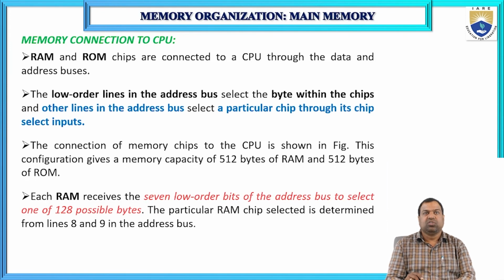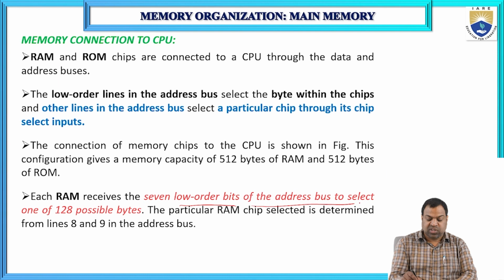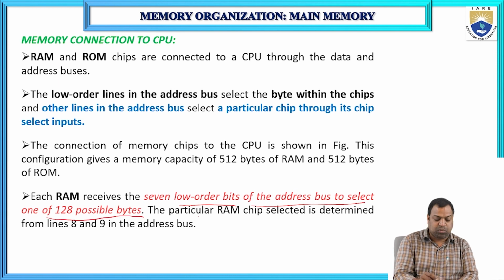And memory connection to CPU, RAM and ROM: how we are connecting to the main memory. The lower order lines in the address bus select the byte within the chip, and the other lines in the address bus select a particular chip. And the connection of memory chips to the CPU is shown in the next figure. It is a configuration of memories consisting of 512 bytes of RAM, 512 bytes of ROM, and here 7 low order bits of the address bus select 128 possible bytes.